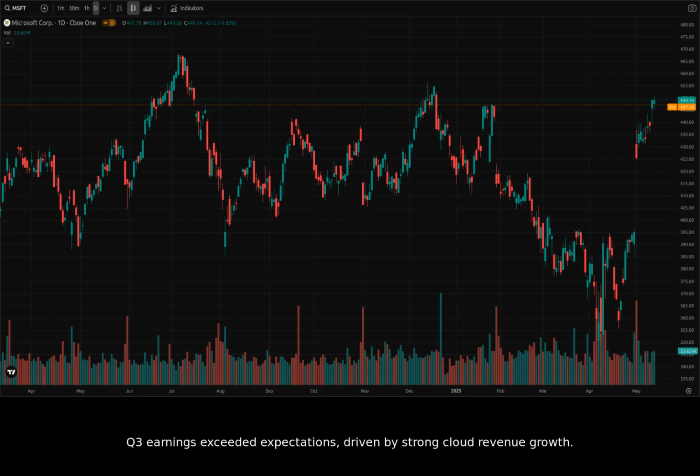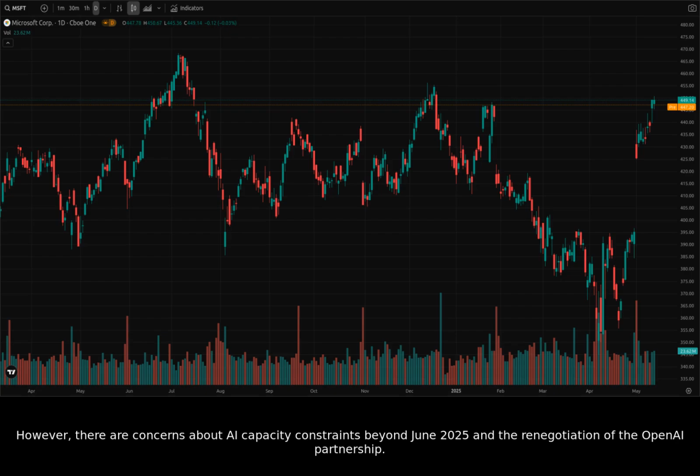Q3 earnings exceeded expectations, driven by strong cloud revenue growth. However, there are concerns about AI capacity constraints beyond June 2025 and the renegotiation of the OpenAI partnership. The Yahoo Finance summary mentioned layoffs, AI investments, and Bill Gates' views on policy, which is helpful to keep in mind.